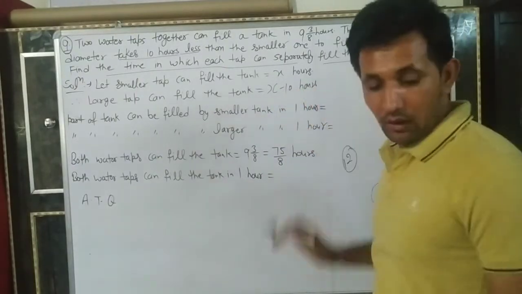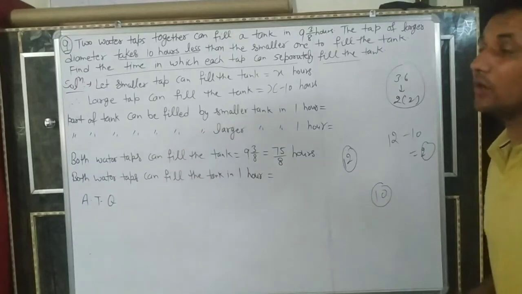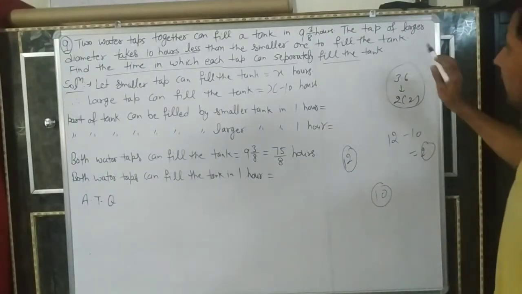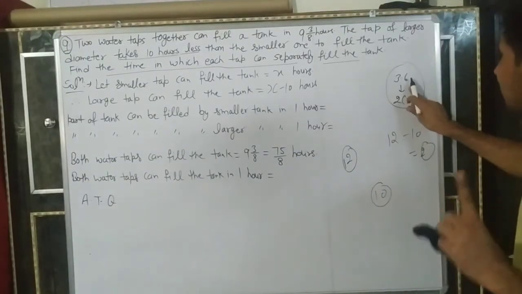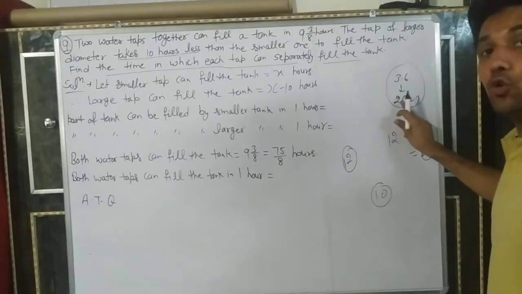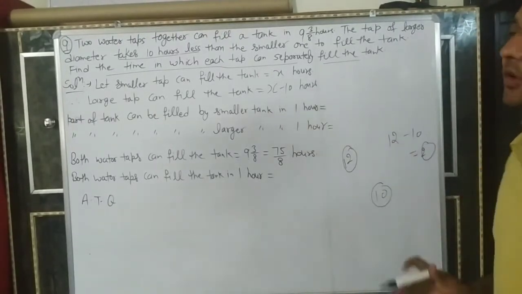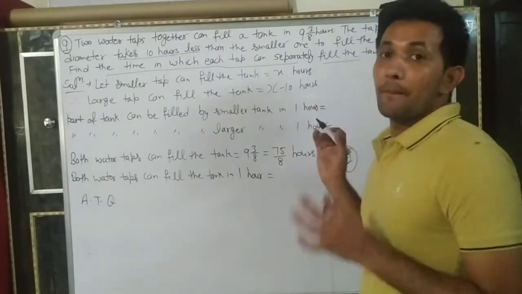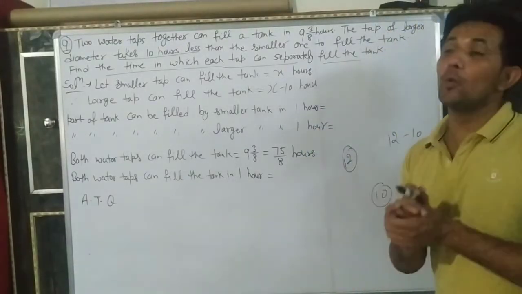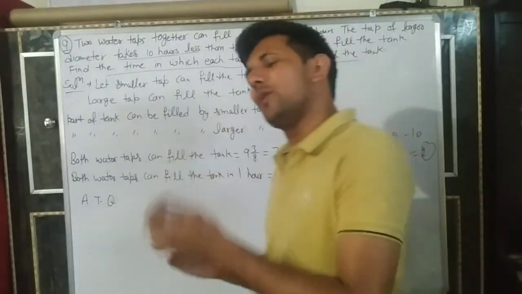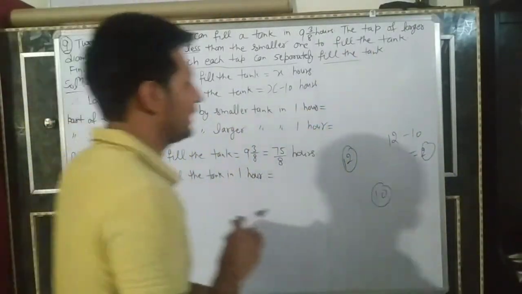Okay. Now the same type of question we have already finished in exercise 3.6, question number 2, second part. But in exercise 3.6 we finished it by using two variables. You can finish it by one variable also. How to finish? Look here.